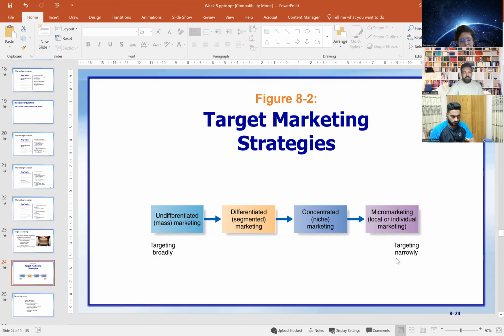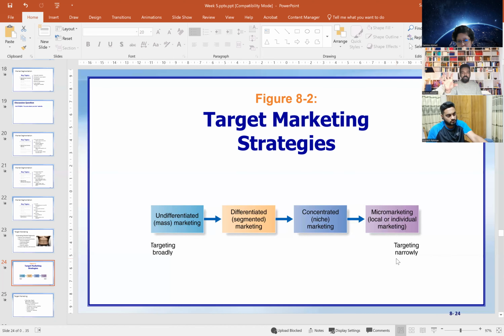Coming back to Toyota, when Toyota cars are being targeted for middle-class people, you are broadly targeting, okay? But from there, you can slowly target more narrowly, like differentiated. Some Toyota cars are really small hatchbacks, and this is for a small family. Some Toyota cars are for large families, particularly designed for large families.